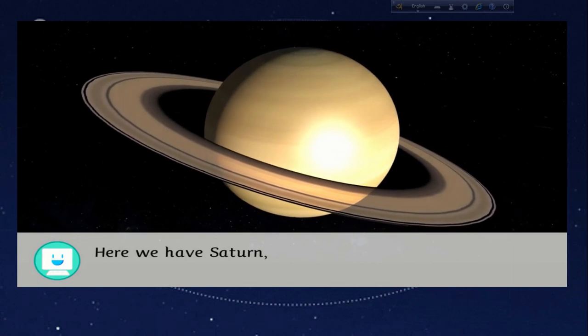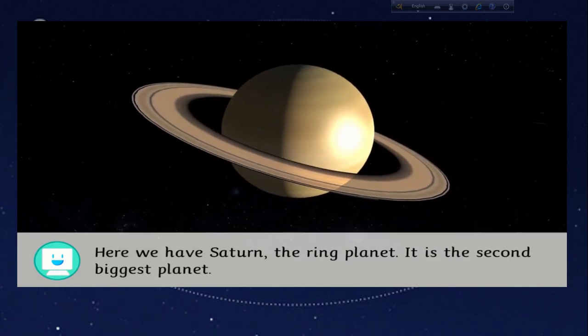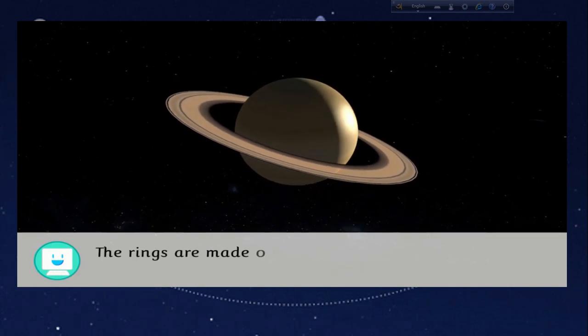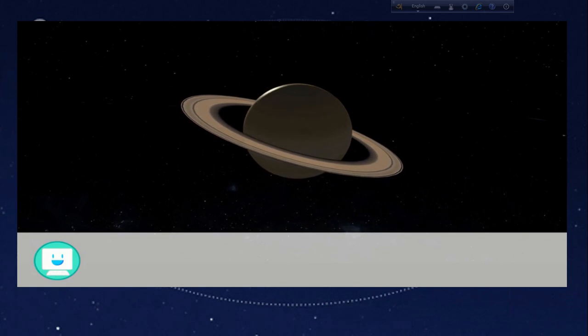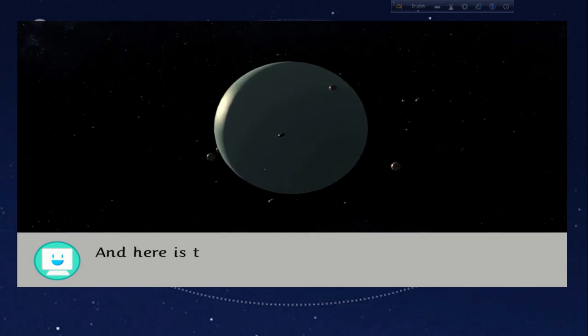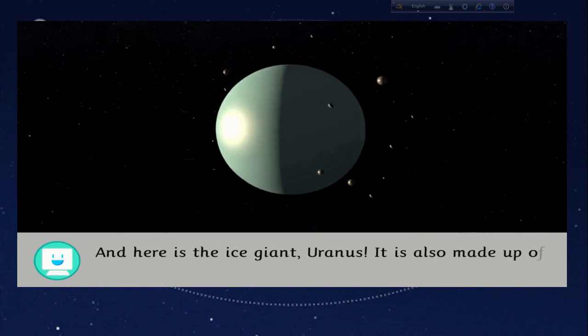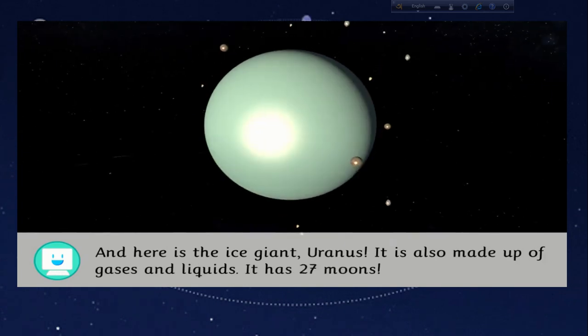Here we have Saturn, the ring planet. It is the second biggest planet. It is another one of the gaseous planets. The rings are made of rocks and asteroids. Here is the ice giant Uranus. It is also made up of gases and liquids. It has 27 moons.